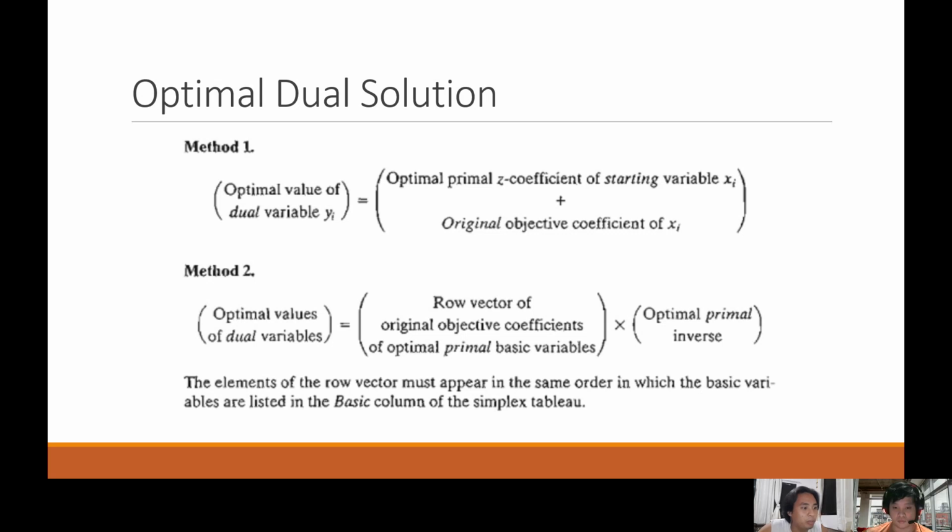So for method one, the optimal value of dual variable y_i is equal to the optimal primal z-coefficient of the starting variable x_i plus the original objective coefficient of x_i. For method two, the optimal values of dual variables equal the row vector of the original objective coefficients of the optimal primal basic variables times the optimal primal inverse, in which the elements of the row vector must appear in the same order in which the basic variables are listed in the basic column in the tableau.